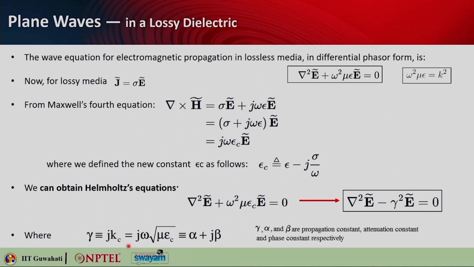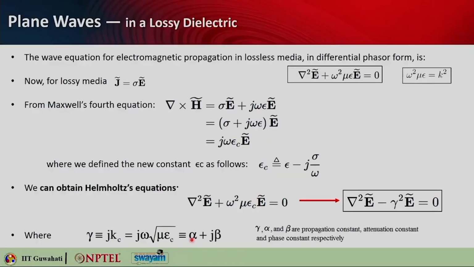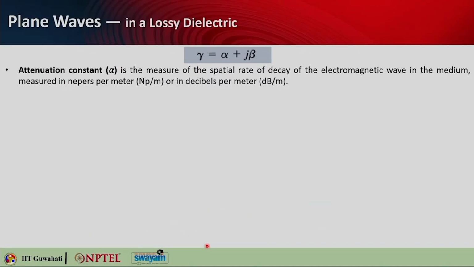So Kc can be written as omega square root of mu over epsilon_c, or instead of that you can write omega square root of mu epsilon_c, and gamma can also be written in two parts like alpha plus j beta, where alpha is basically the attenuation constant and beta is basically the phase constant or the propagation constant. So you can equate the real part to the real part and the imaginary part to the imaginary part and find out what these are.